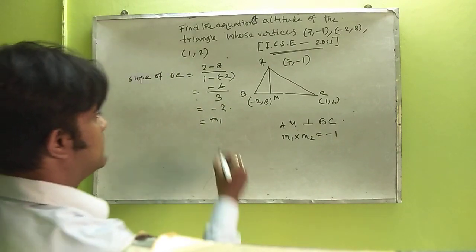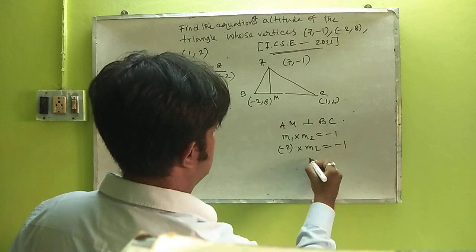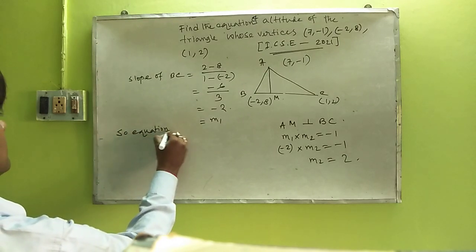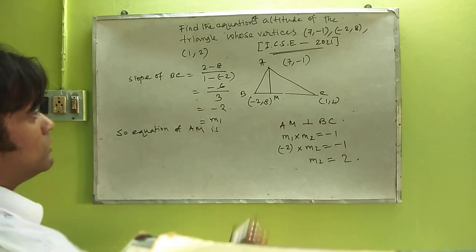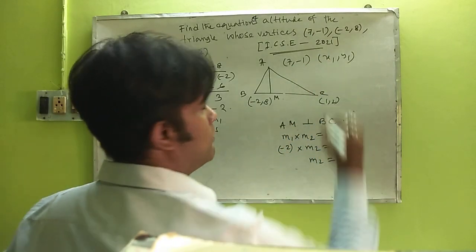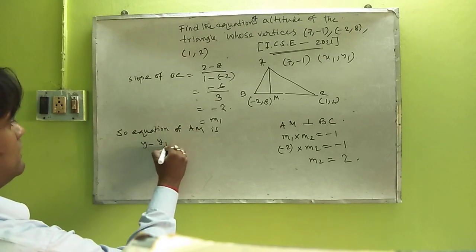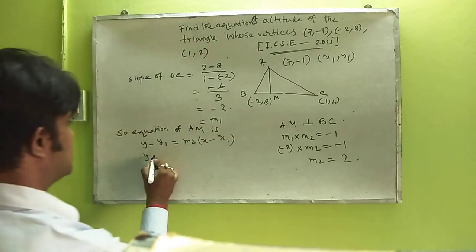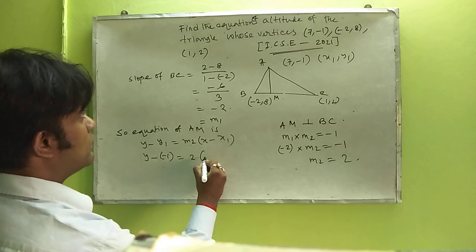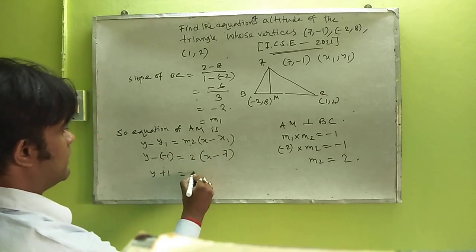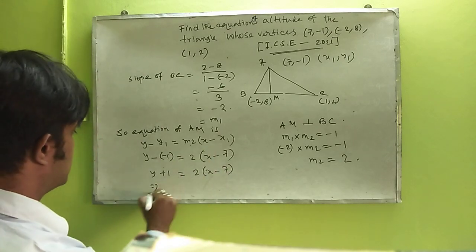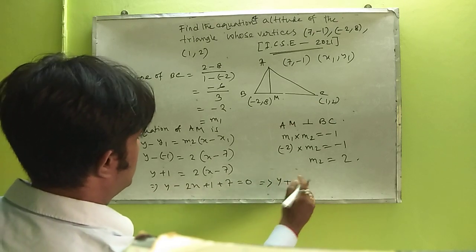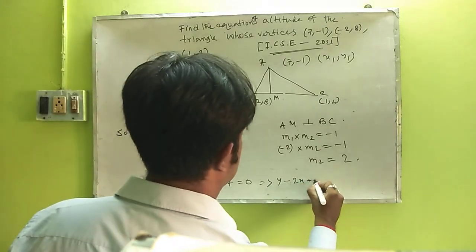M1 into M2 is equal to minus 1. That is minus 2 into M2 is equal to minus 1, which will be 2. So the equation of AM: we know about the point which is considered as x1, y1. So the equation will be y minus y1 equals m2 times (x minus x1). So y minus minus 1, m2 is 2, x minus 7. That is y plus 1 equals 2 into (x minus 7). So y minus 2x plus 1 plus 7 is equal to 0. So y minus 2x plus 8 is equal to 0.